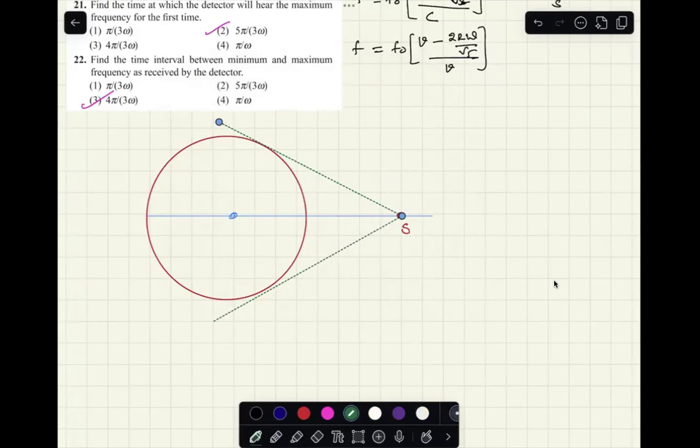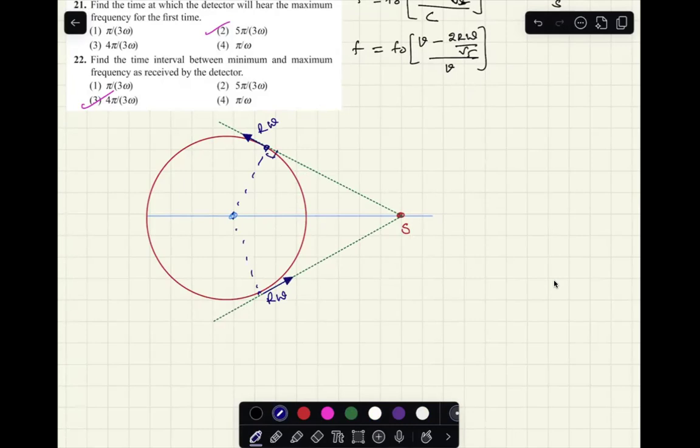Right. Now see, when the detector goes in this way, R omega, you will hear minimum frequency. When the detector moves in this direction, you will hear maximum frequency.